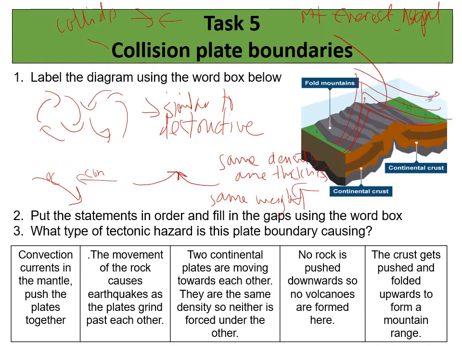Okay, so make sure please that you've annotated your diagram, you've drawn some little things to help you, and then you've put the statements in order from 1 to 5. Now remember that at this one, they're being forced upwards, so there's no gap in the crust that magma can escape through. So there will be no volcanic activity.